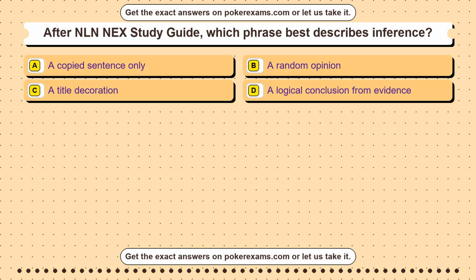Question 26. After Get Scientific Method Practice, which sentence uses correct subject-verb agreement? Option A. The student are ready. Option B. The students are ready. Option C. The student be ready. Option D. The students is ready.